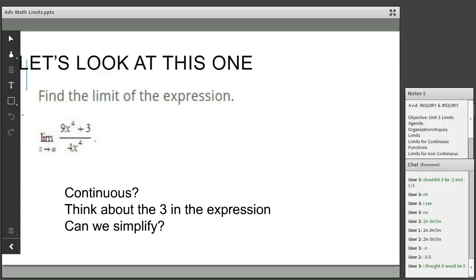Take a peek at this one. 9x to the 4th plus 3, divided by 4x to the 4th, and x is approaching infinity. If you can't see that, it's a little blurry. It says as x approaches infinity. Is this a continuous function? No, right? We're going to end up dividing by 0. Can we simplify it? I don't really see a way to do that.